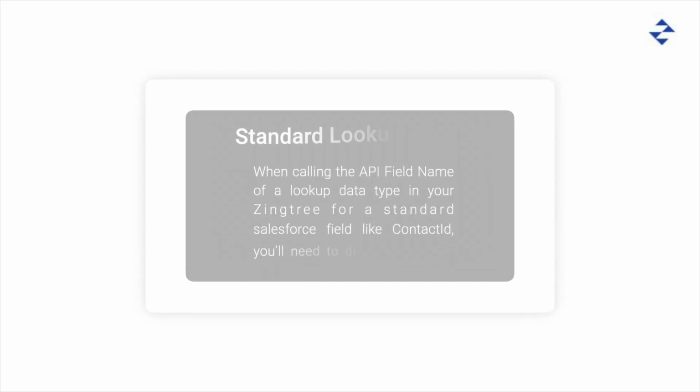When calling the API field name of a lookup data type in your Zingtree for a standard Salesforce field like contact ID, you'll need to drop the word ID from the end of the field name. For example, if we're trying to surface the contact name, instead of typing sf_contact_id as a Zingtree variable, we type sf_contact instead, and then hyphen name. sf_contact is where we want to look for the information, and hyphen name is what we want returned.